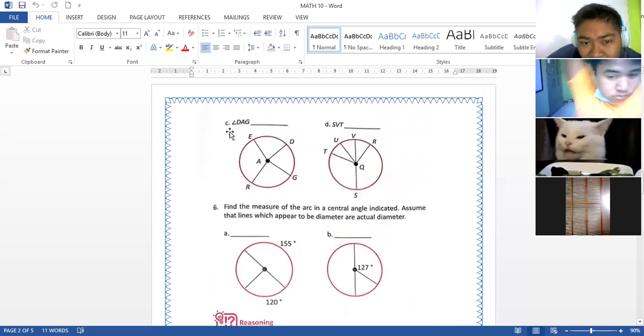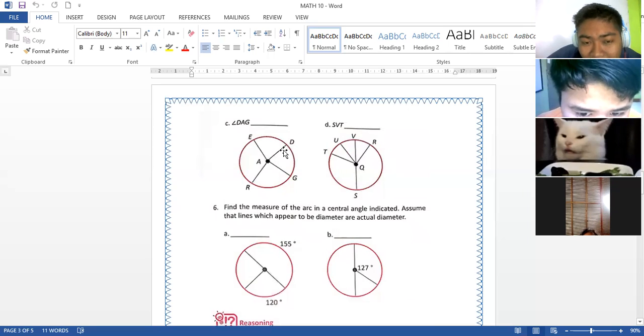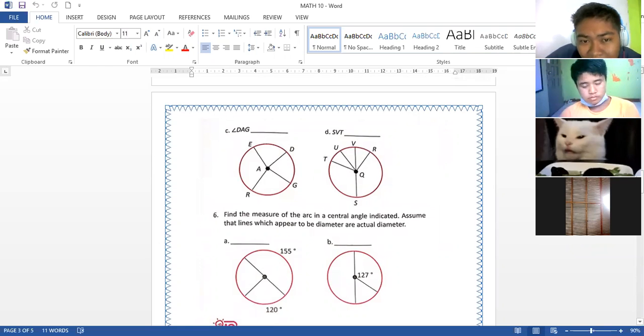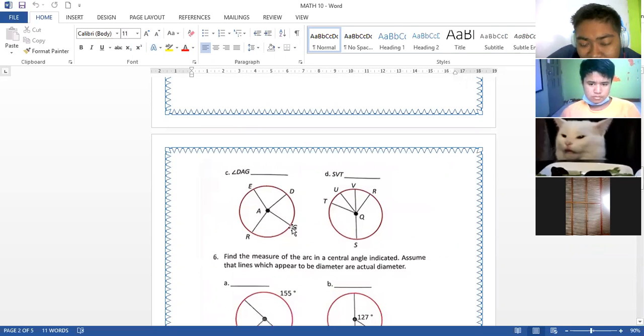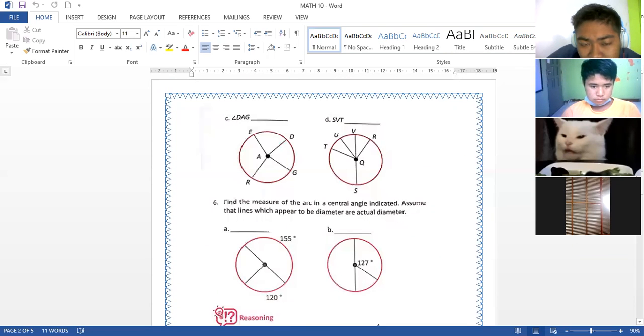Ito. Angle DAG. Ano yung major arc natin dyan? Ay, hindi. Mali. For letter C pala, DAG. Ano yung arc natin dyan? Baliktaran pala to. Kung ano yung binigay, yun yung sasagutan. For example, kapag arc ang hinahanap, central angle ang ilalagay. Ito, angle DAG. So, ang arc natin dito ay DG. Tama?